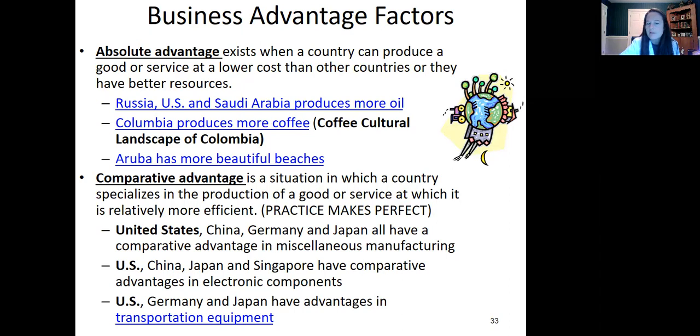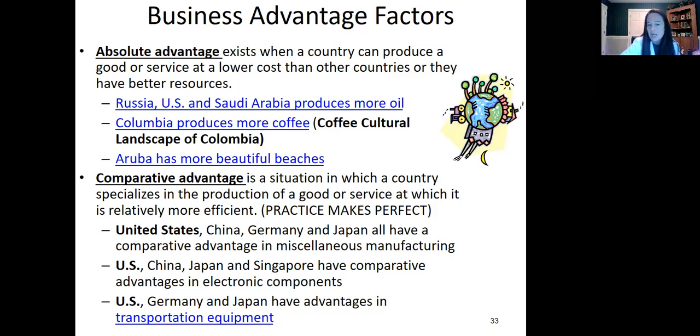All right, comparative advantage is a situation where a country has specialized or has really become great at producing a certain product or service. So it's kind of like practice makes perfect. I've given you 3 examples. The United States, China, Germany, and Japan all have great manufacturing processes. So we would have the comparative advantage over other countries that mass produce stuff, but we just found a great way to do it better and faster.